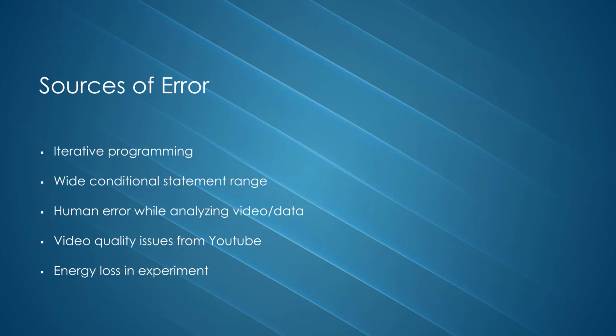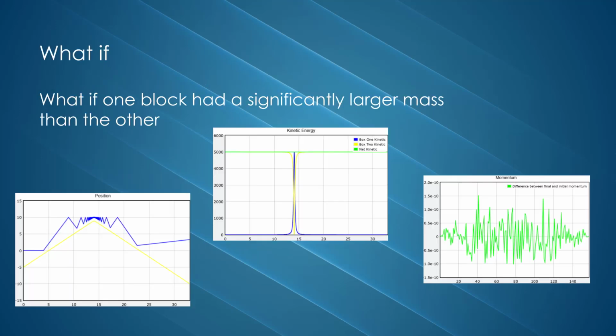What if one block had a significantly larger mass than the other? Well, as you can see, the same principles still apply. The total kinetic energy is constant, and the change in momentum hovers around 0.